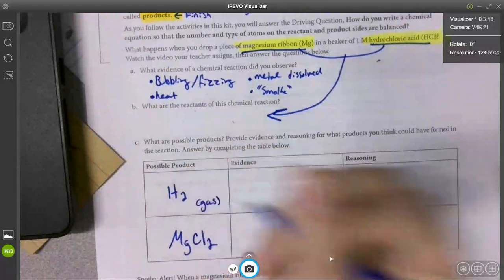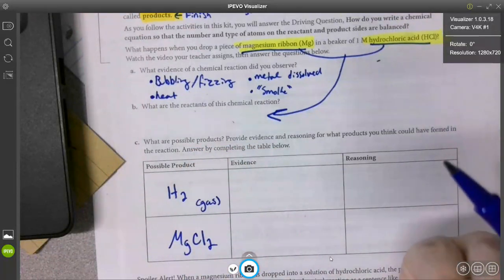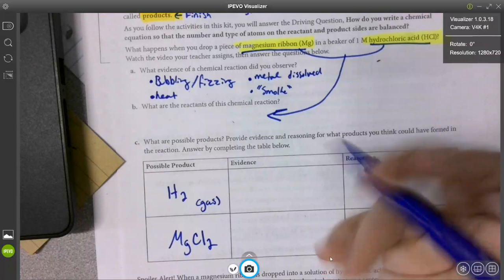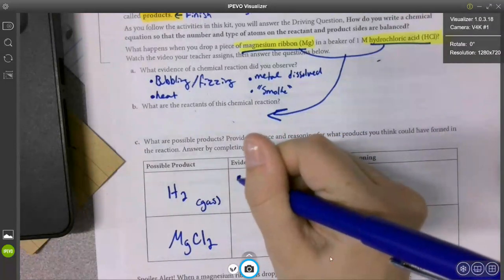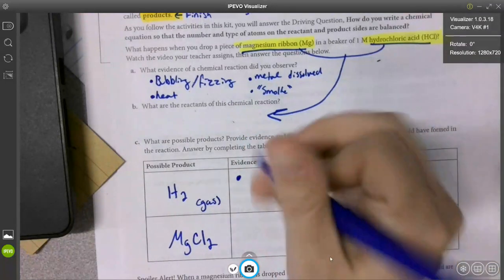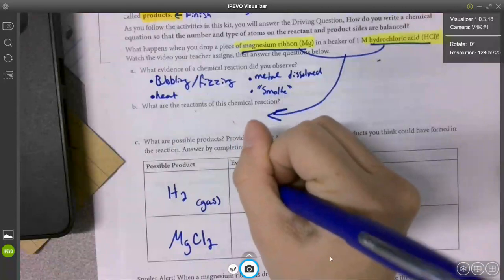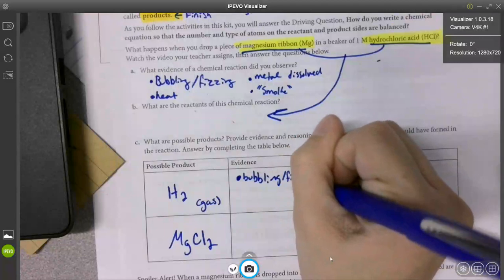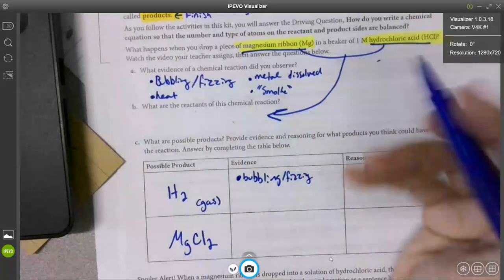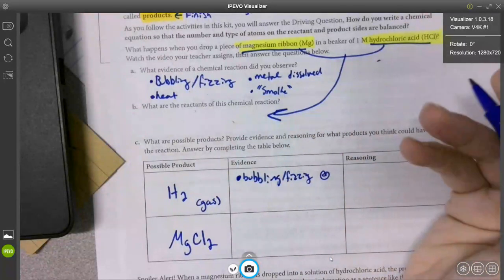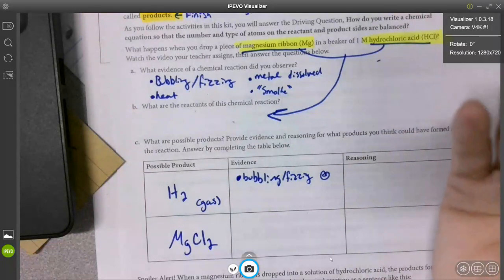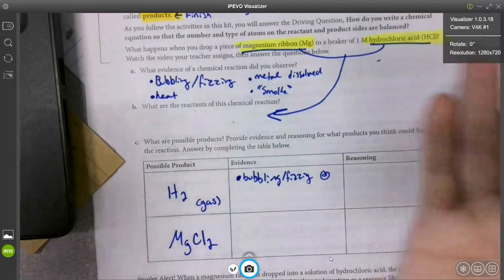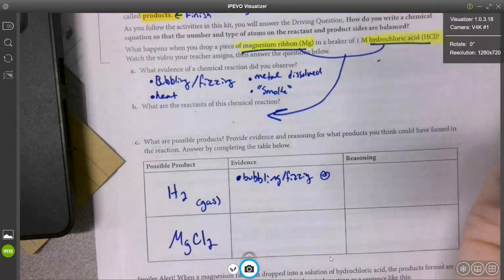Should have said gas, because hydrogen is a gas. It can be inhaled. So what evidence was there that a gas formed? Your bubbling and fizzing is an example because it has little bubbles that occur. For those of us that don't know, bubbles are just a gas in a solution that's just trying to escape.